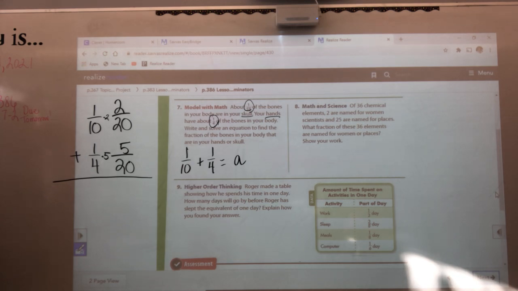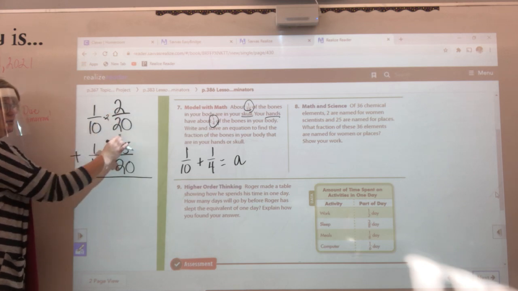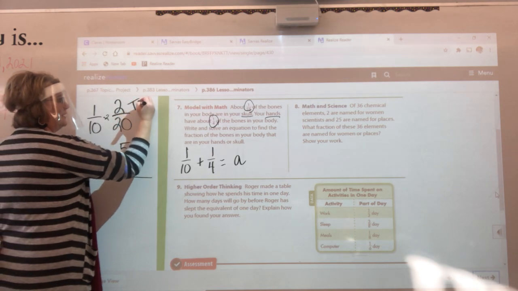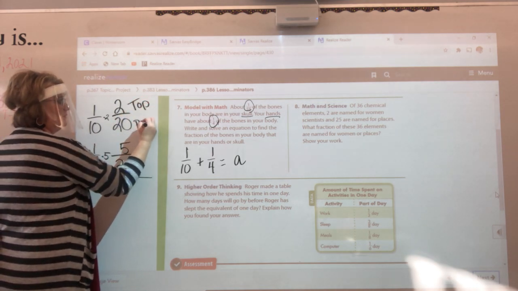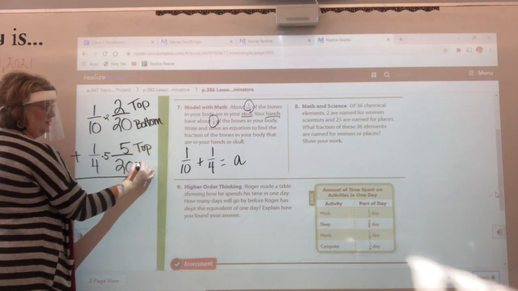We gotta multiply. We gotta add. Add what? 4 and no. Only add the tops. Leave the bottoms alone. 2 and 20. Honey, that's the bottom. This is the top number. These are the bottom numbers. Do you see how this is top? Look, that's top. That's bottom.